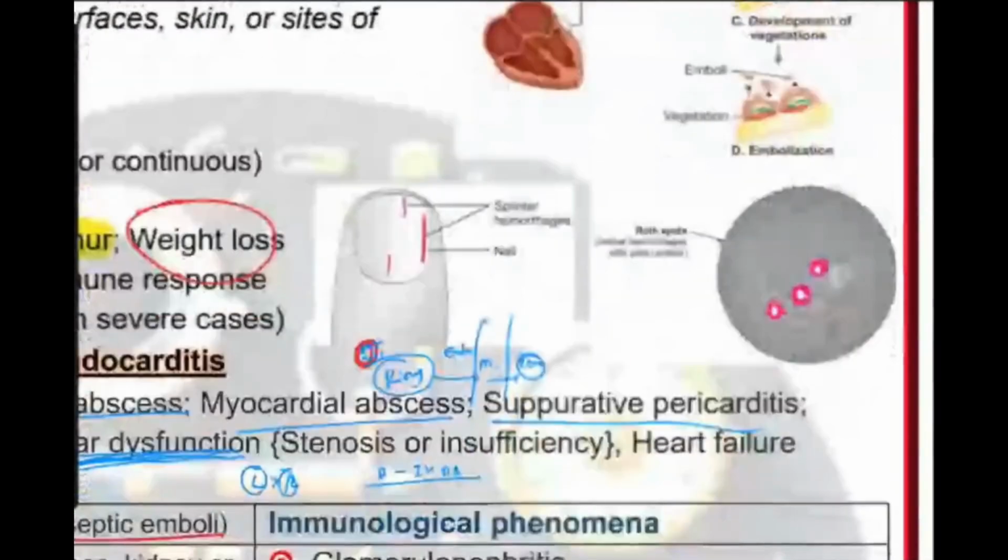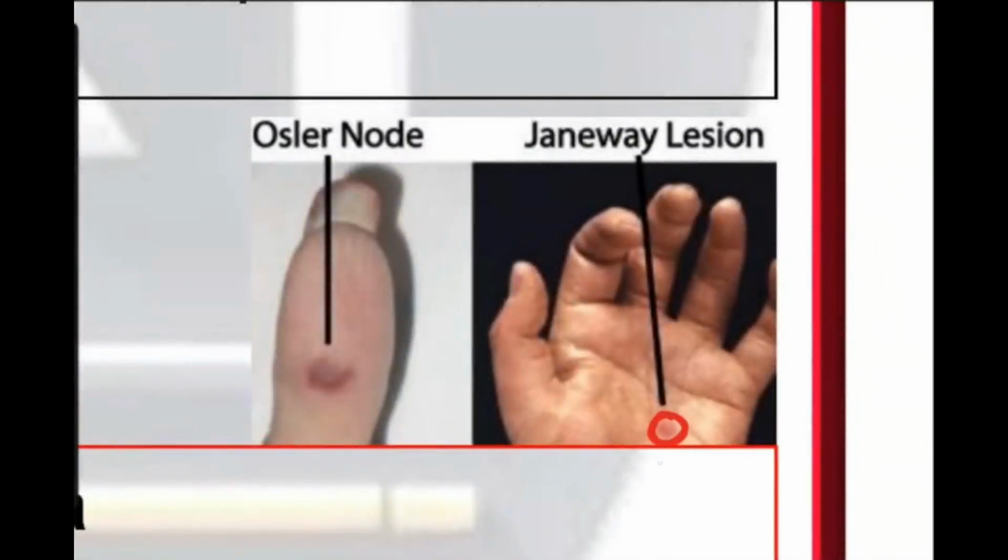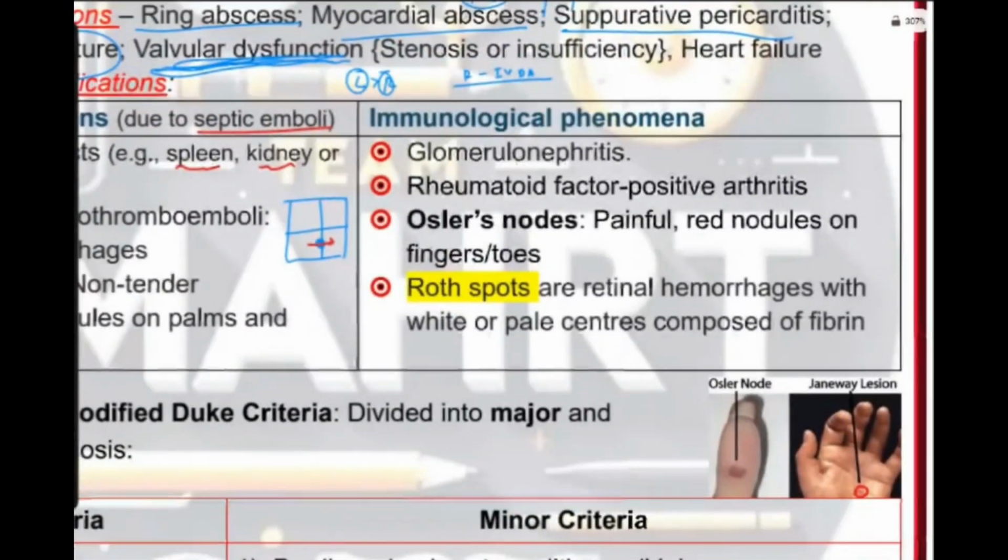What are Janeway lesions? Just non-tender lesions on the palms and soles. Now, immunological phenomena also occur. The body's immune system is trying to fight off the infection, but the infection is so severe, or the immune response is so mild, that the body is unable to fight. So what will happen? The immune system will become irritated, and like us when we are irritated, it will start throwing things here and there.